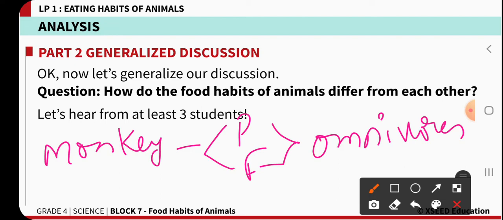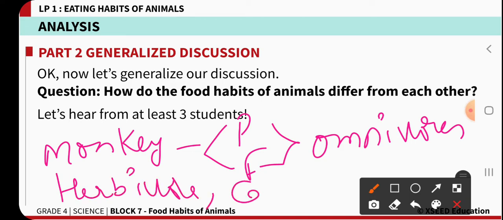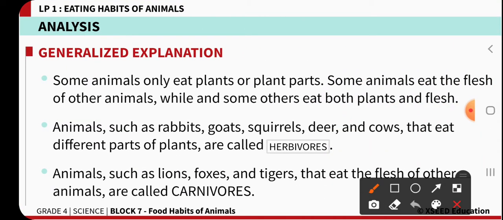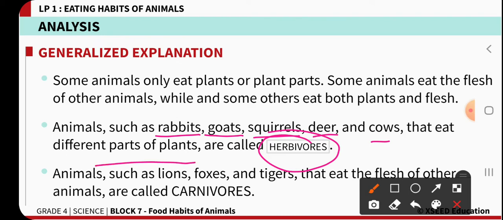So now we have classified animals based on food habits into three groups. The first one is herbivore, the second is carnivore, and the third group is omnivores. Animals such as rabbits, goats, squirrels, deer, cows are called herbivore animals because they eat only plants as their food material. Animals like lions, tigers, foxes eat only flesh as food, so we call them carnivorous animals.